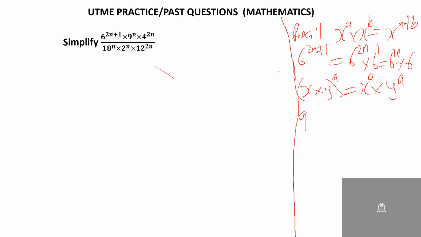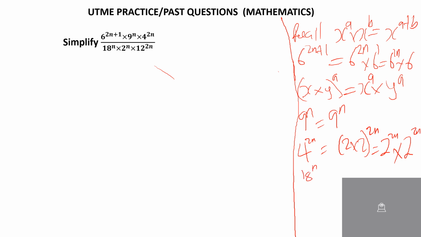So 9 raised to the power of n is still 9 raised to the power of n. Nothing is going to be done. 4 raised to the power of 2n, I can break down 4 as 2 times 2, all raised to the power of 2n, which is equal to 2 raised to the power of 2n times 2 raised to the power of 2n. Then my 18 raised to the power of n can be broken down as 2 times 9 all raised to the power of n, which is 2 raised to the power of n times 9 raised to the power of n. Then 2 raised to the power of n is still 2 raised to the power of n. There's nothing to be done here.